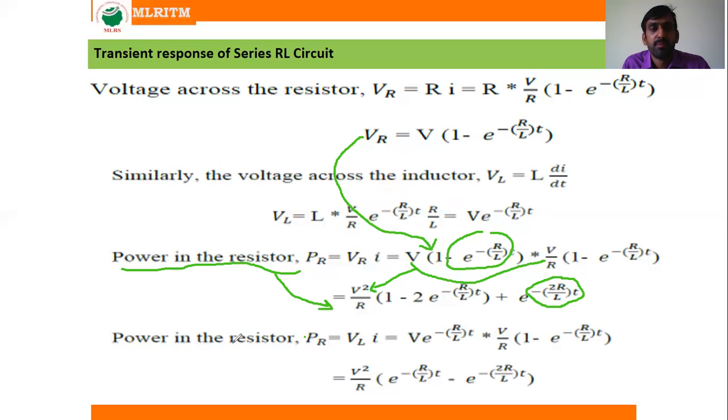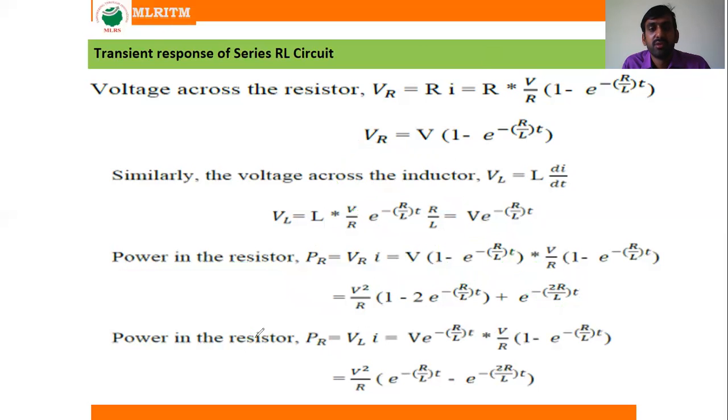So next, coming to the power in the inductor. PL is nothing but again VL into I. So what is VL into I? We already have VL here.